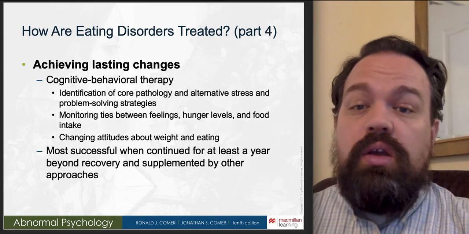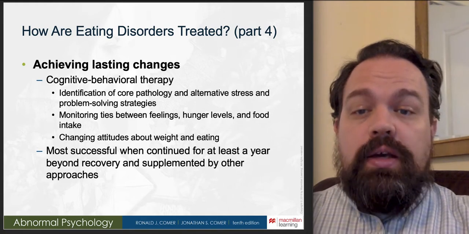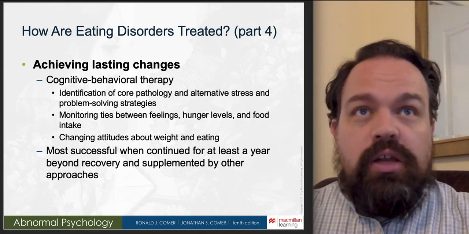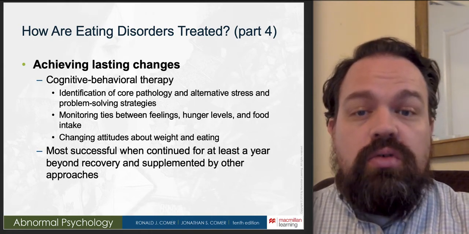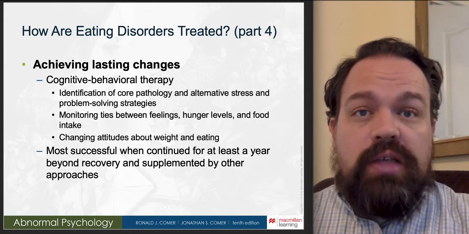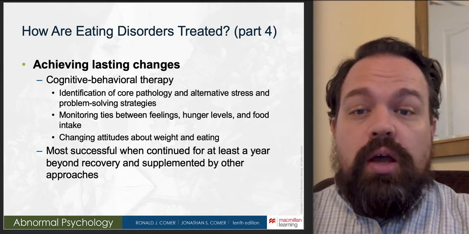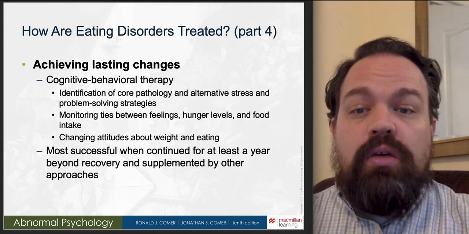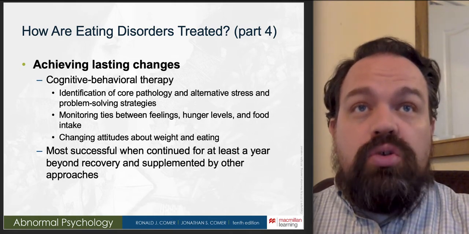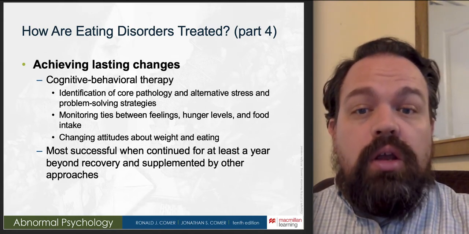Now, once you've got somebody back to a healthy weight or a safe weight, as soon as they're out of the inpatient care, they're likely to go back to the patterns that they're used to. So you're going to need to engage in some therapeutic talk in order to address the underlying thoughts and feelings that are causing the problem in the first place. So this is figuring out solving strategies. What are your triggers? What are the issues? What are you thinking?